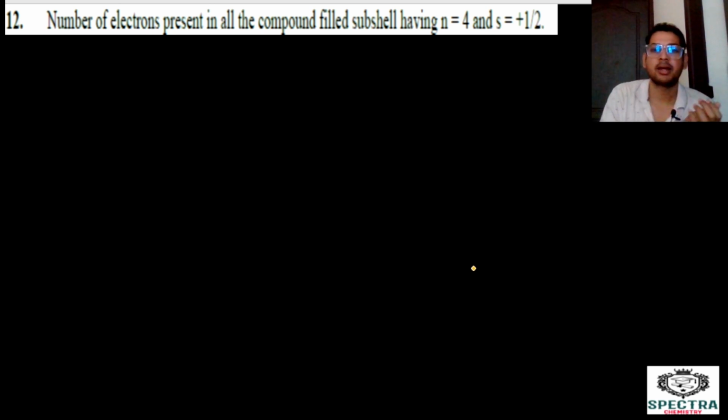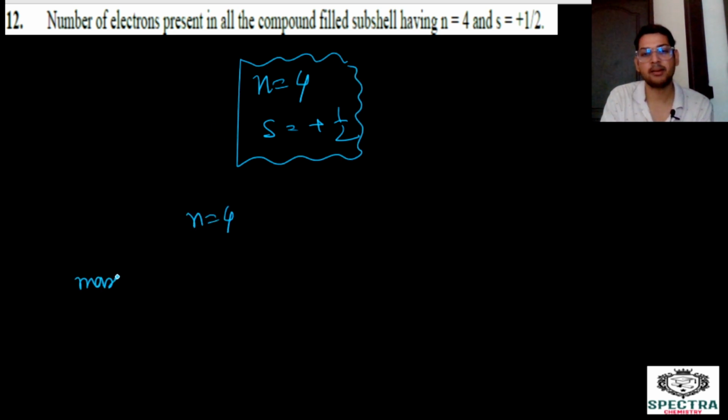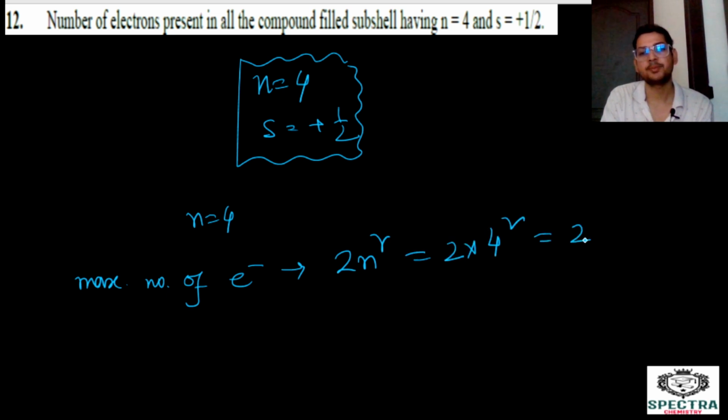Yeah, so the number of electrons present in a compound filled with filled subshell having n equal to 4, okay, n equal to 4 and s equal to plus half. Sir, this question I can do within 10 seconds. Sir, how? n equal to 4 means the maximum number of electrons will be 2n square. 2n square means 2 into 4 square, that means 2 into 16, that means 32.